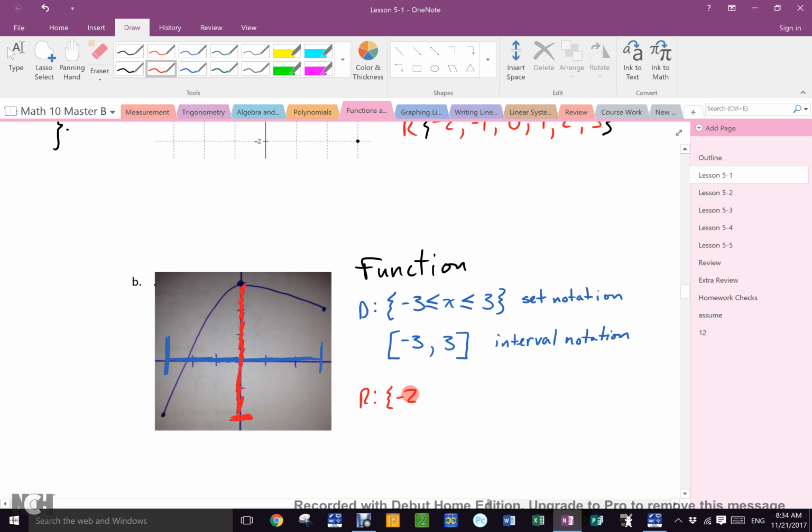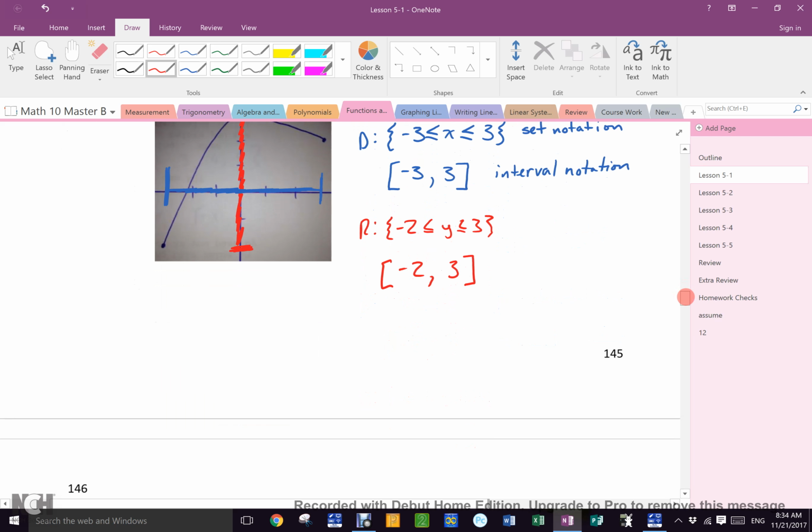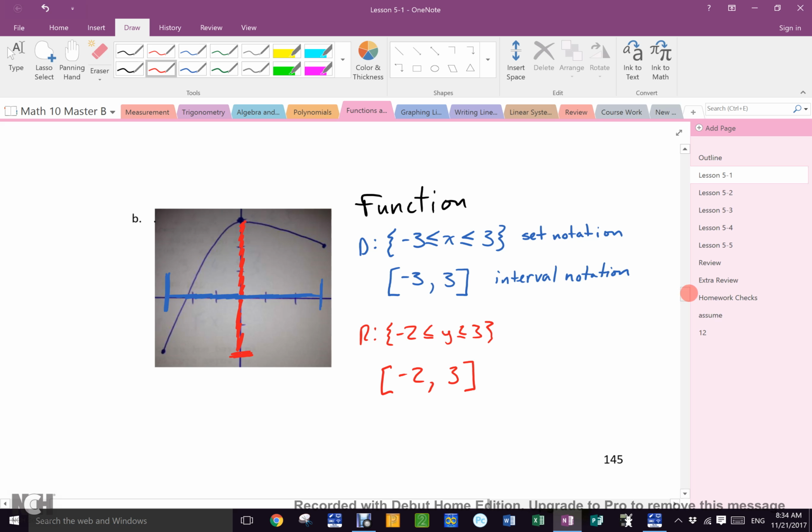+3. So -2 less than or equal to y less than or equal to 3. Squiggly bracket. There's my set notation. And what would it be in interval notation? What kind of bracket? Square, because I actually was at -2, wasn't I? -2 up to what? 3, square bracket. Is everybody cool with both of those? Yeah. We're going to practice them, so don't worry if you're not totally on. Everybody good? Can I turn the page? Okay.